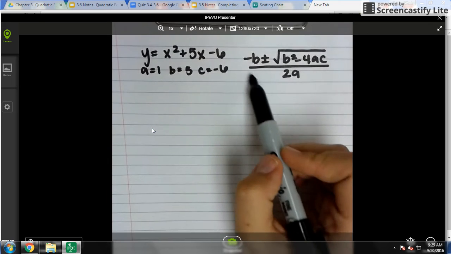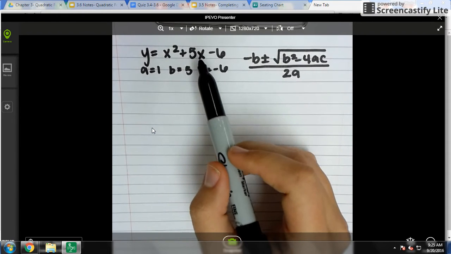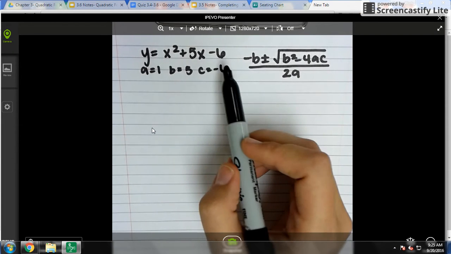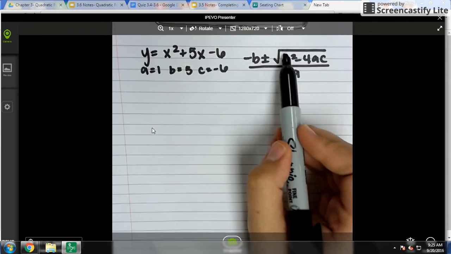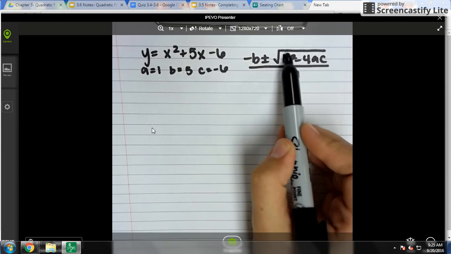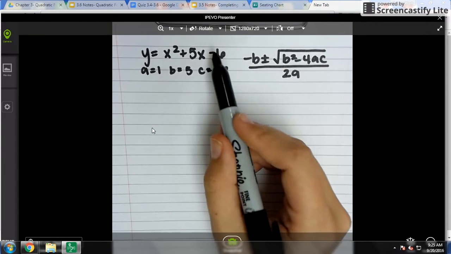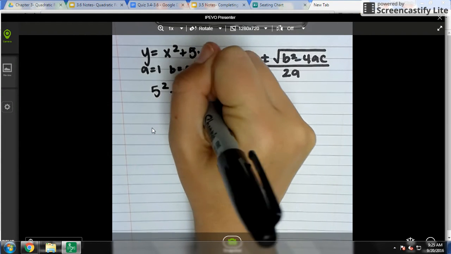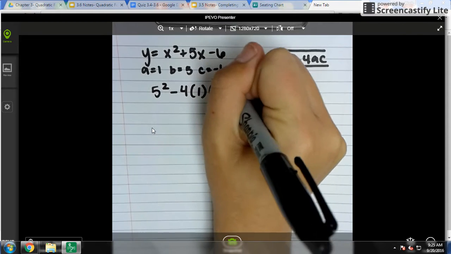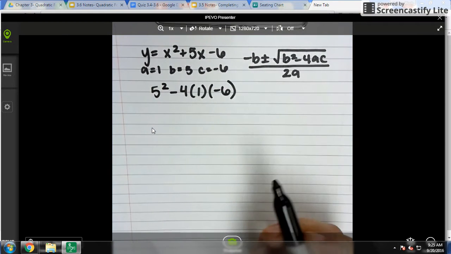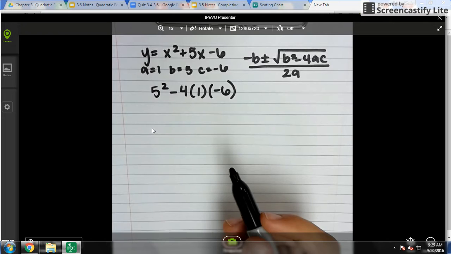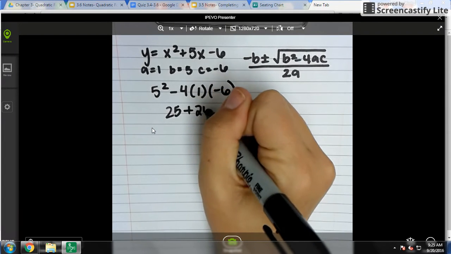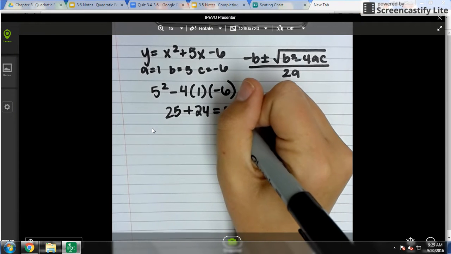All right, so this is the quadratic formula, and we're going to use this to solve the equation y equals x squared plus 5x minus 6 using a, b, and c. What I always evaluate first is this part under the radical, which is called the discriminant. So we're going to start with b squared minus 4ac, which would be 5 squared minus 4 times 1 times negative 6, which is 25 plus 24, which is 49.